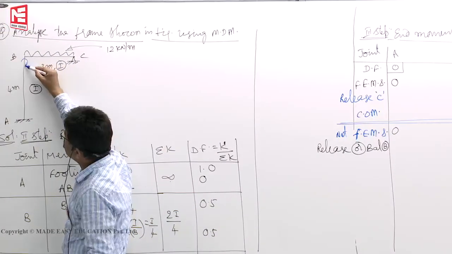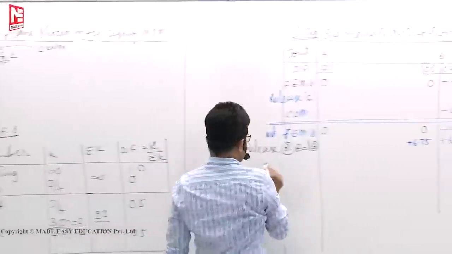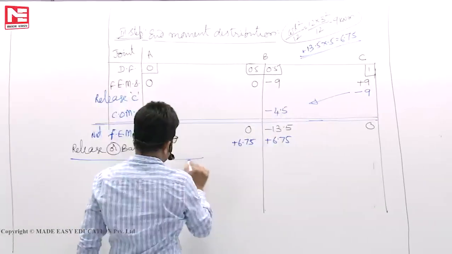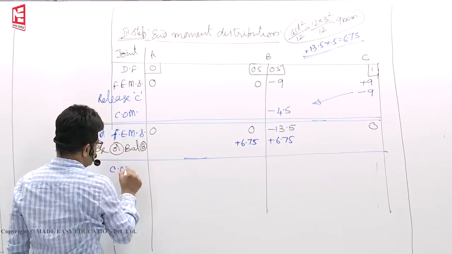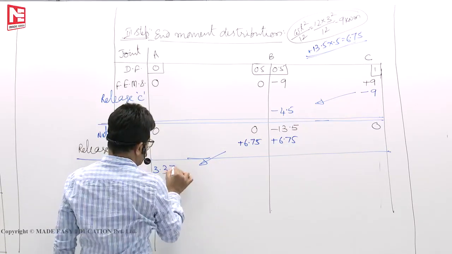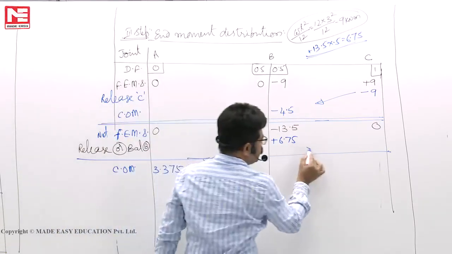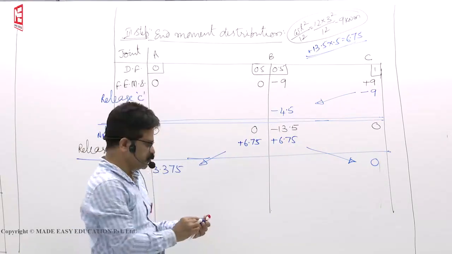When there is a 6.75 clockwise, how much is carried over to A? Because it's a fixed one, A is a fixed support. So carry over moment: out of 6.75, half will be carried over here, 3.375. From here to here, nothing will be carried over because C is a hinge support.